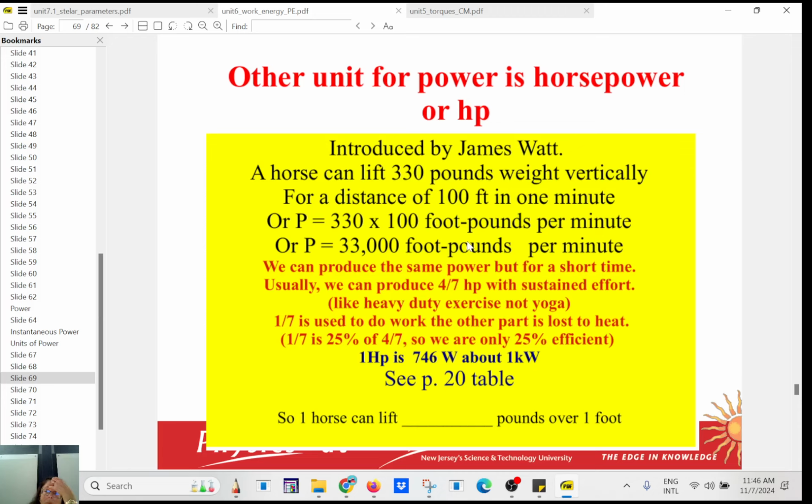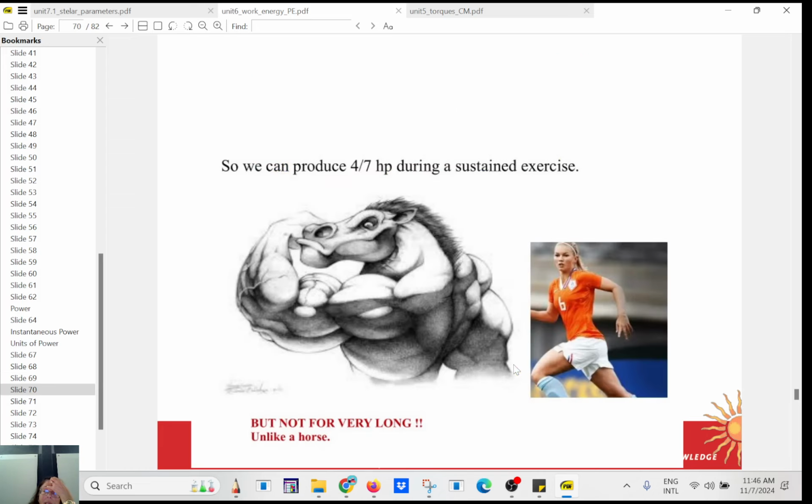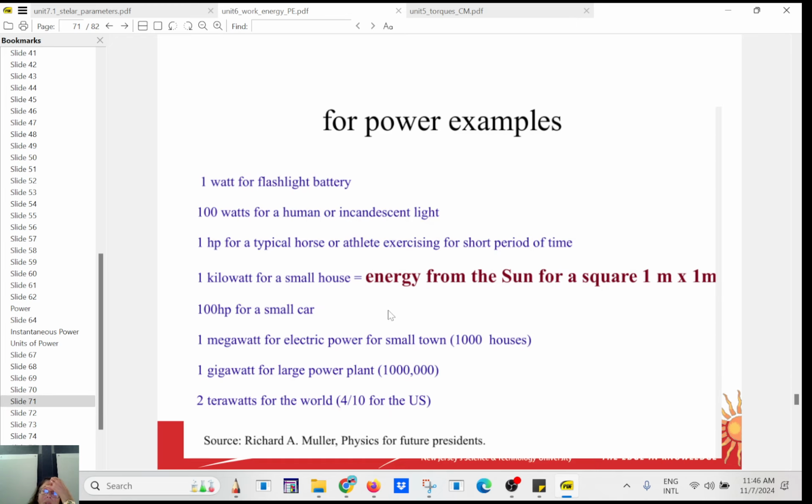So horsepower, one horsepower is about 1 kilowatt. Okay, we can produce as much power as the horse, but in a very small amount. And here you have some examples there. Right, so a flashlight battery will be 1 watt, and 100 watts will be for us, for a human. So we are like a 100 watt light bulb. If you want to power 1,000 houses, you need about 1 megawatt. So 1 million houses, you need 1 gigawatt.